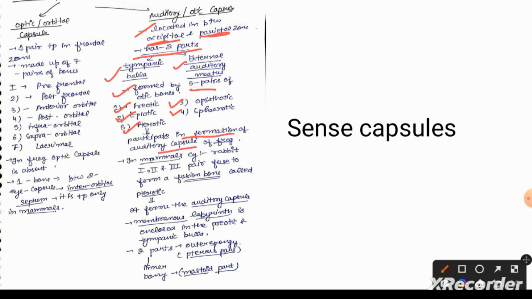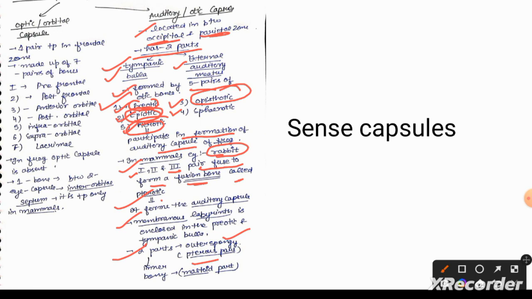Pterotic participates in the formation of the otic capsule in the case of frog only, and in the case of mammals, for example in rabbit, the first pair, that is the preotic, the second pair, that is the epiotic, and the third pair, that is the opisthotic, will fuse to form a fusion bone that will be known as the periotic, and it will form the auditory capsule in the case of mammals. The membranous labyrinth is enclosed in the periotic and the tympanic bulla of mammals, and two parts are present there. First one is the outer spongy part, that will be known as the squamous part, and second one will be the bony part, that will be the inner part, and it is known as the mastoid part.